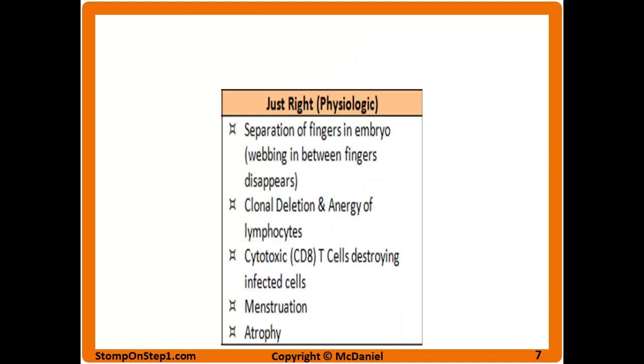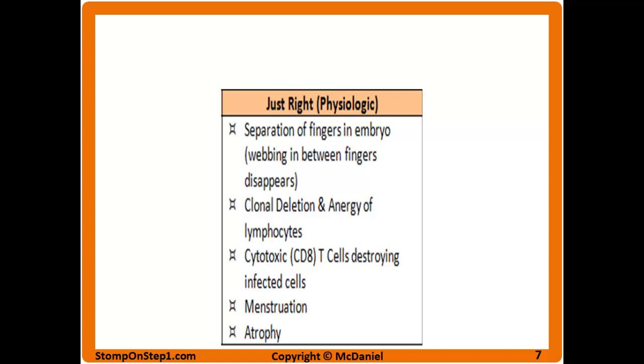Unlike necrosis, apoptosis can sometimes be good or physiologic. It can be a normal part of development. Problems with apoptosis only arise when there's too much apoptosis or apoptosis is being triggered by a pathologic cause. Here are some examples of apoptosis which would be considered good.